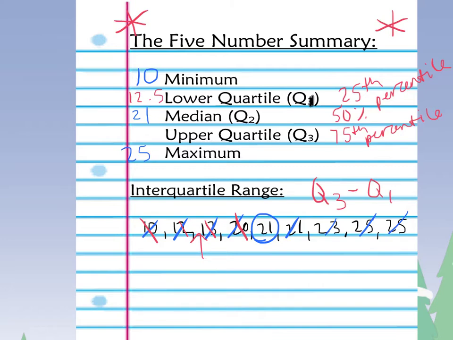And same for my upper quartile. Between 23 and 25 would be an upper quartile of 24. So my 5-number summary is 10, 12.5, 21, 24, and 25.